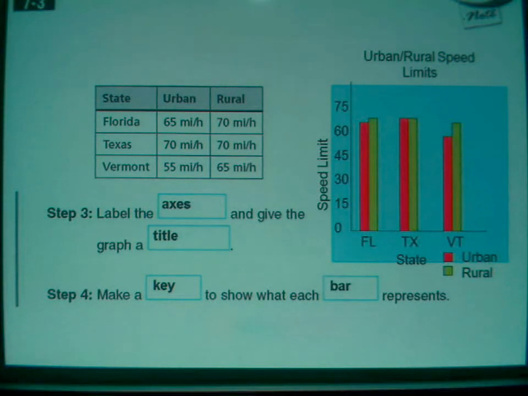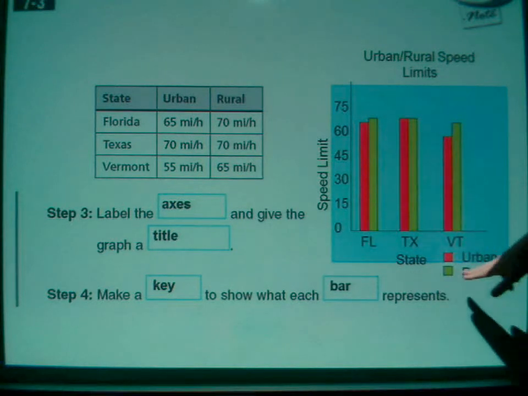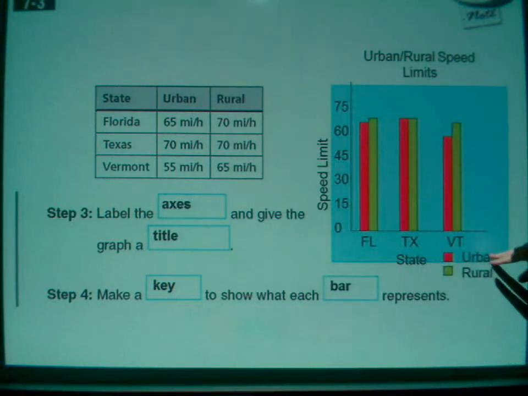You would have many of those same properties on a single bar graph, except for the key, because in a single bar graph there is no comparison being made, so you don't need to represent the bars in any different way because there would be none.